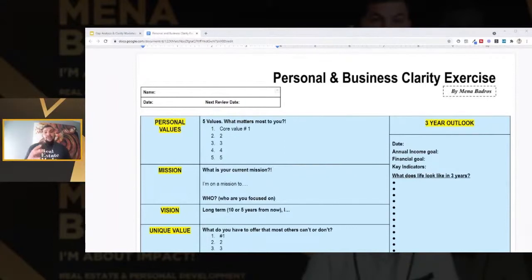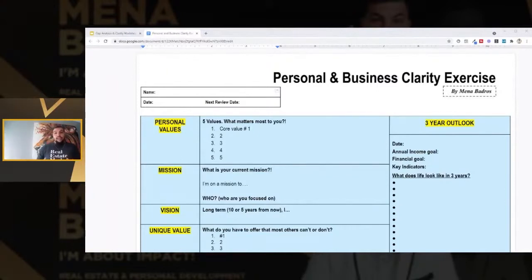Right? So we talk about the values, and then you go through the mission, and then under that you want to go through the vision. So what's your long-term vision? 5, 10 years from now, down the line, where do you see yourself? What do you want your life to look like? Right? And that's your vision.